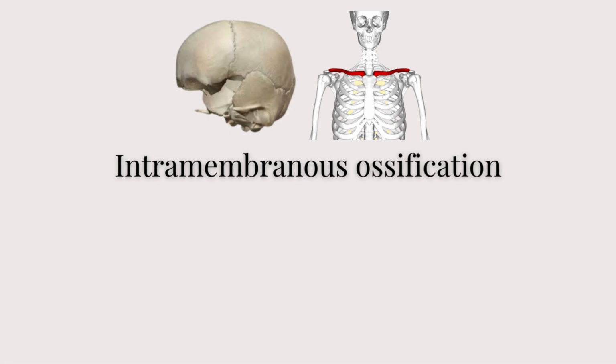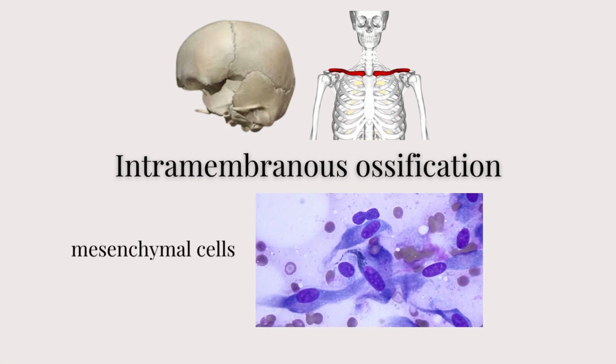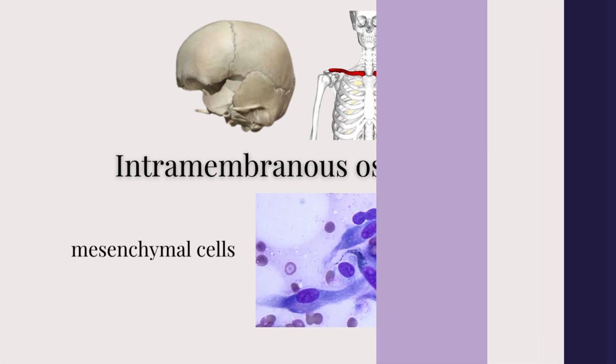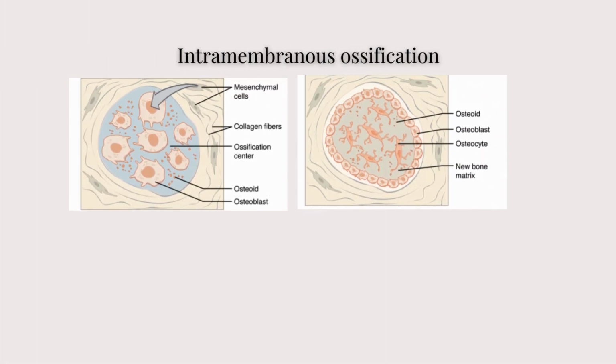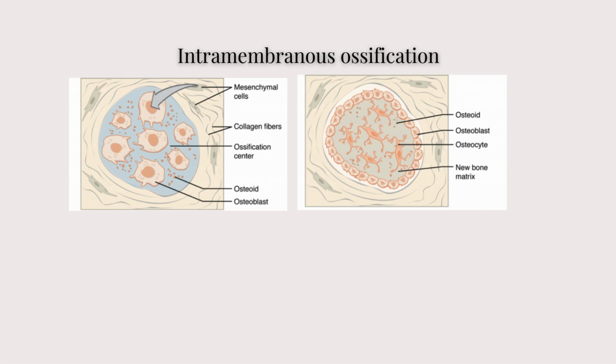This process begins with mesenchymal cells, which are a type of stem cells. Mesenchymal cells group into clusters and differentiate into osteoblasts. These clusters become the ossification center. The osteoblasts secrete a substance called osteoid, which traps them, turning them into osteocytes.